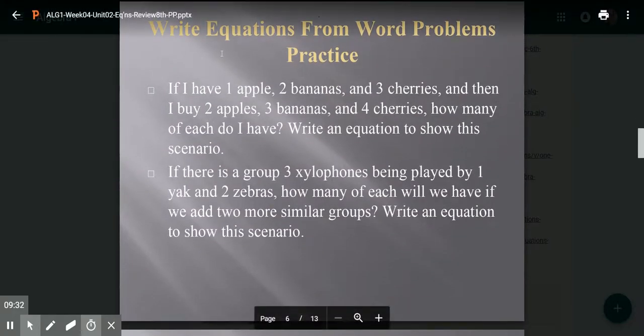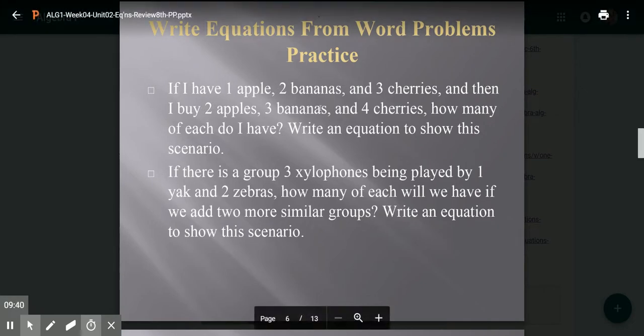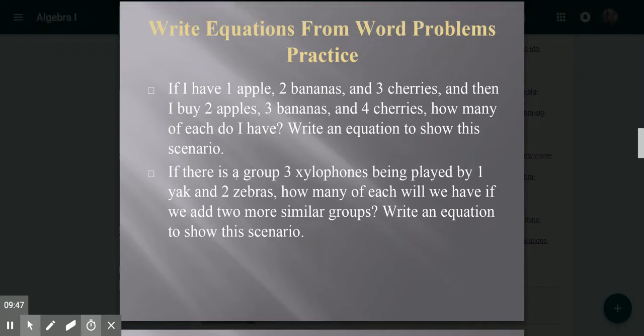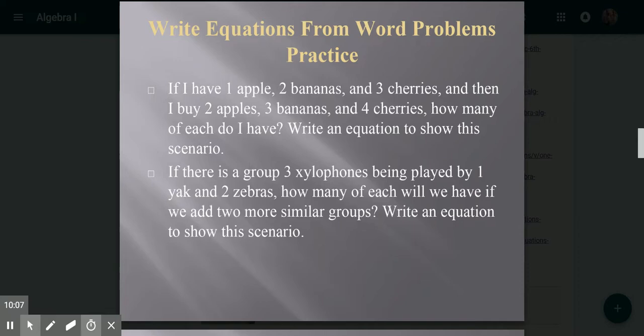So right here we've got, if I have 1 apple, 2 bananas, and 3 cherries, and then I buy 2 apples, 3 bananas, and 4 cherries, how many of each do I have? It says to write an equation to show this scenario. And the second one says, if there's a group of 3 xylophones being played by 1 yak and 2 zebras, how many of each will we have if we add 2 more similar groups? And then write an equation to show this scenario. So I encourage you at this point to pause the video and try these on your own.